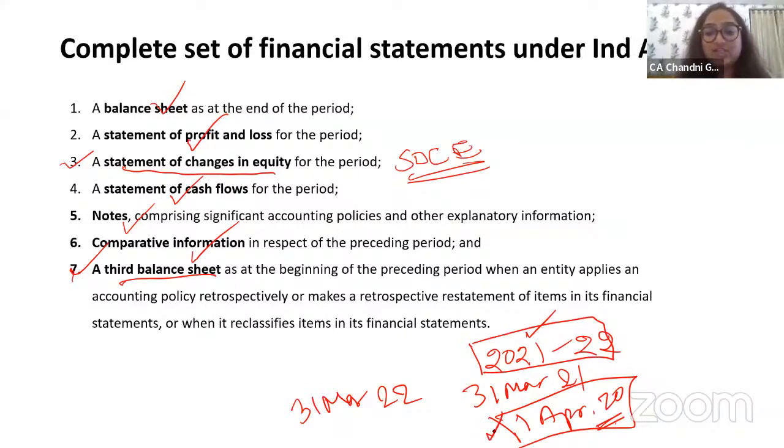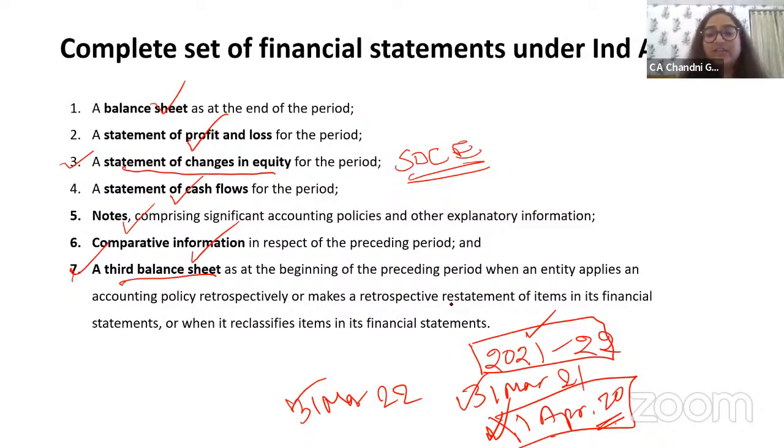In this balance sheet, you will take all the impact caused by the change in accounting policy in retained earnings. The 31st March 21 balance sheet will be restated, and the 31st March 2022 balance sheet will be prepared as per the new accounting policy. So the idea behind the third balance sheet is that whenever there is such a change, the impact is taken in the opening balance sheet, and further balance sheets are prepared as per the new accounting policy, as if it was there from the initiation. So this was the first case.